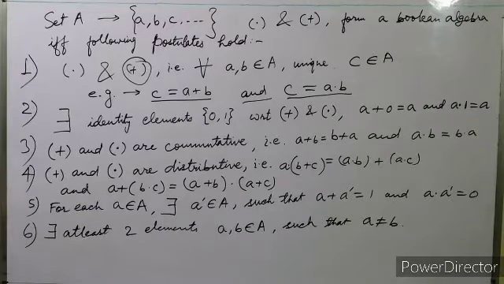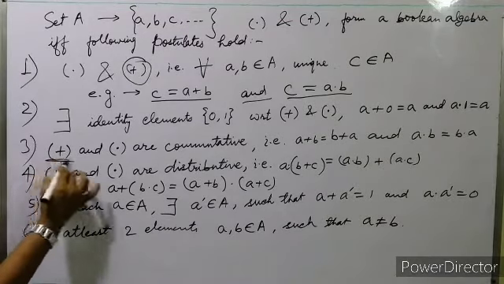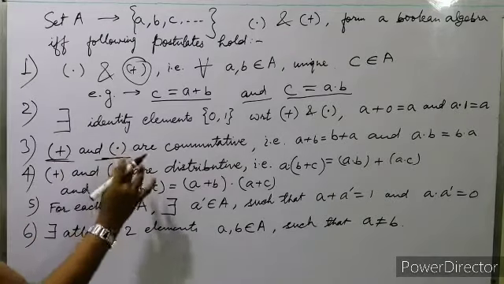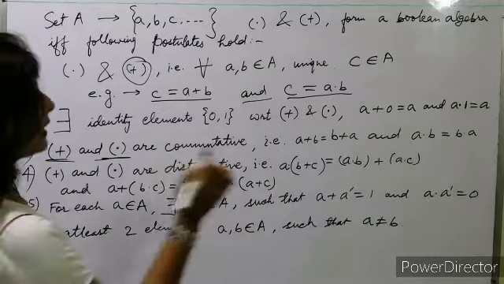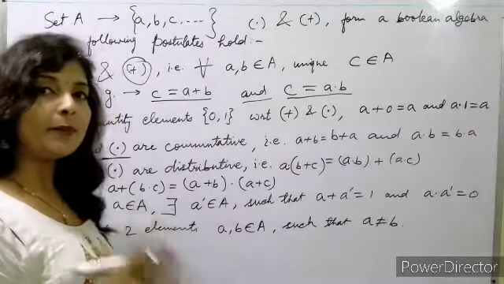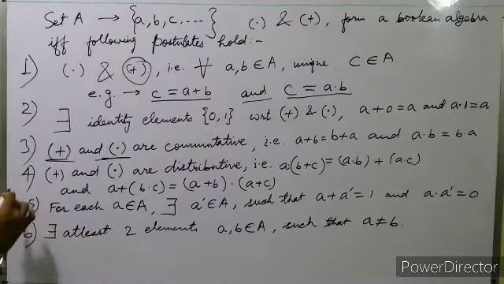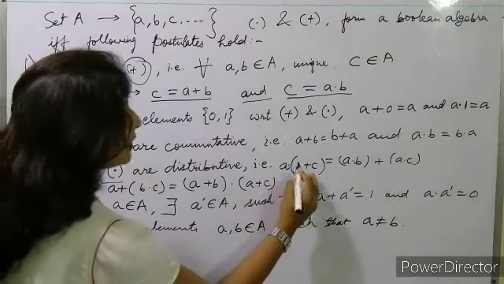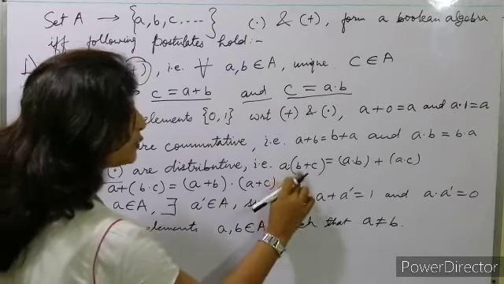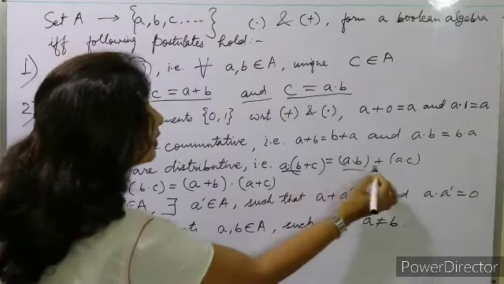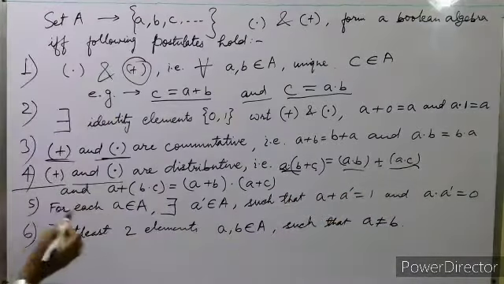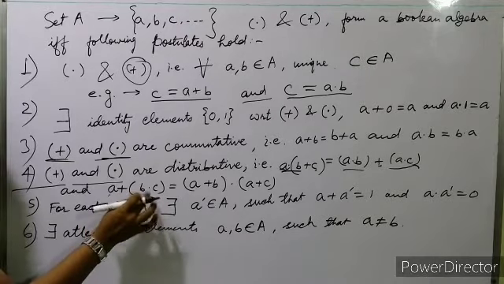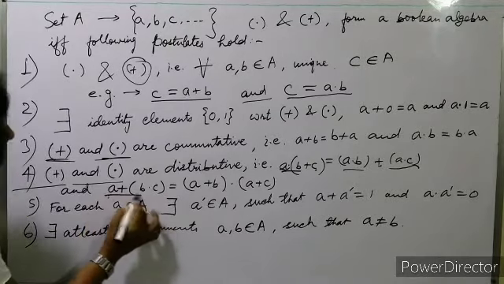The third postulate says that logical addition, meaning logical OR operation, and logical multiplication are commutative. That is, a plus b is equal to b plus a, and a multiplied by b is equal to b multiplied by a. The fourth one: logical addition and logical multiplication are distributive. When we multiply a by (b plus c), it will be a into b plus a into c. In Boolean algebra, when we add a and b dot c, the value will be (a plus b) and (a plus c).